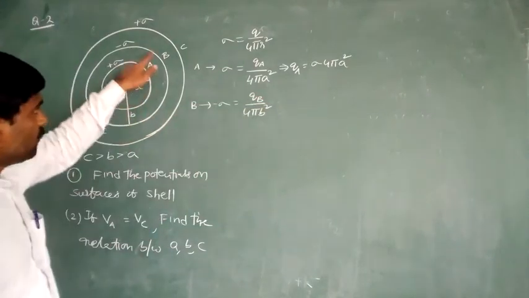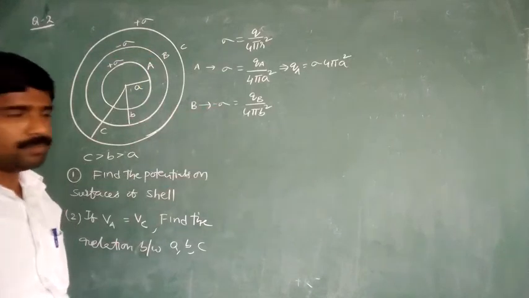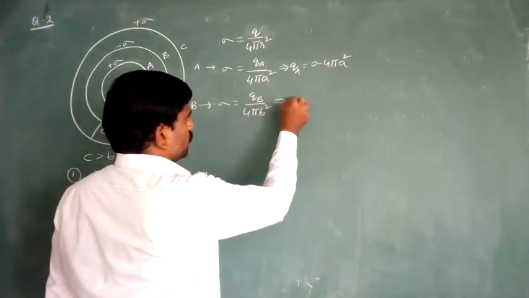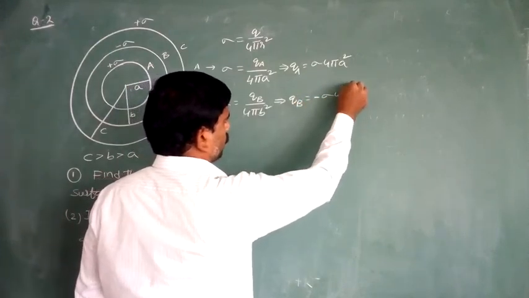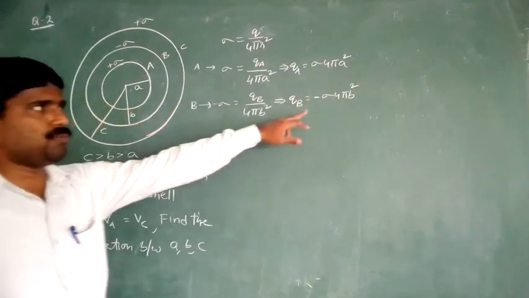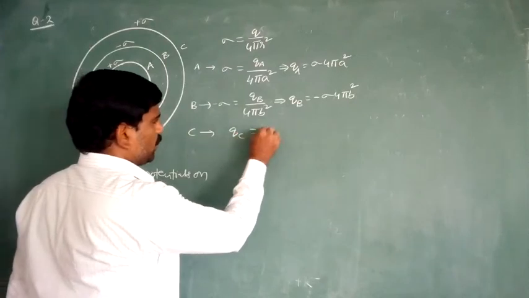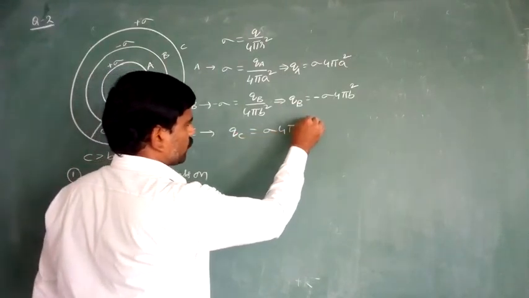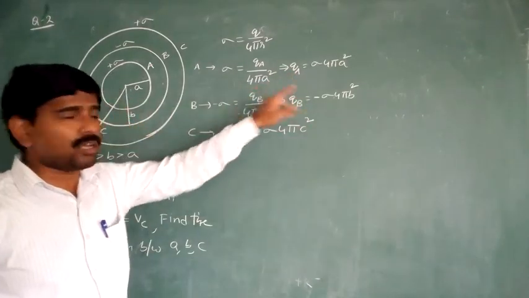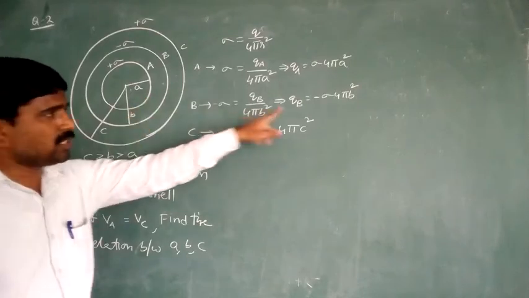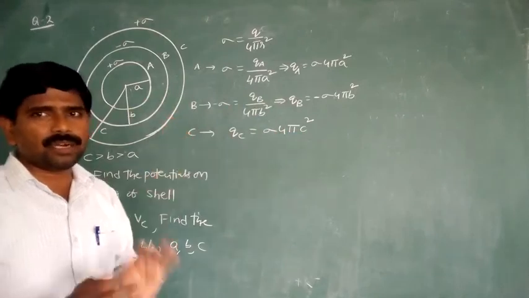Next, for the second one, minus sigma is equal to QB by 4 pi B square. Here they given surface charge density of the second shell. It is a negative one, means charge is also negative. So QB is equal to minus sigma into 4 pi B square. And similarly for the third one, QC is equal to sigma into 4 pi C square. So here first we find out the charges on the surface of the first shell, second shell, and third shell.